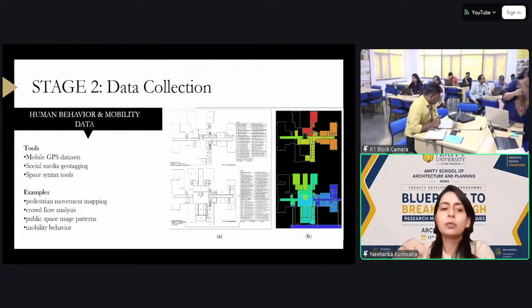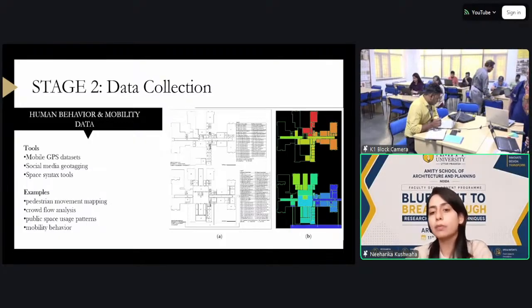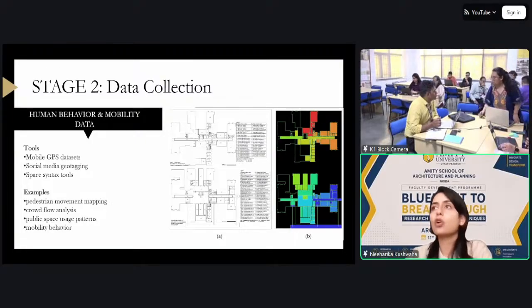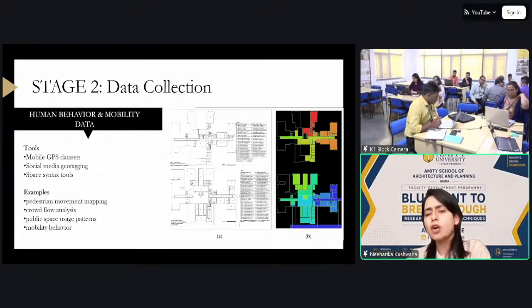But with the mobile GPS data sets and social media geotagging, where we usually use the sentiment analysis of the people, we can have a real-time AI data set on the crowd flow analysis and how the public space usage pattern happens. Space syntax, not only on the urban scale, but also at a very brief housing scale can be done as well if you have the right kind of input set.